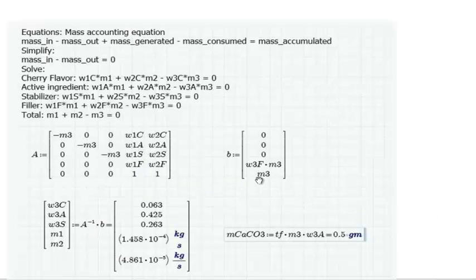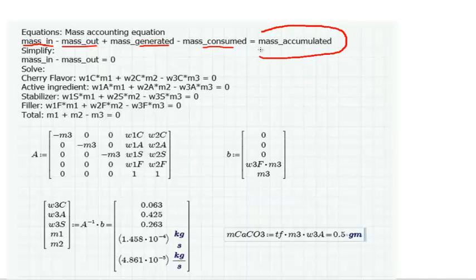Now that we have all the variables defined, we can move on to setting up equations and calculating an answer. Since this is a math problem, we're going to want to use the mass accounting equation, which is mass in minus mass out plus mass generated minus mass consumed equal to the mass accumulated. But since we're working within an open, steady state, non-reactive system, we're going to be left with mass in minus mass out is equal to 0. Or in other words, the mass in is equal to the mass out in the system.